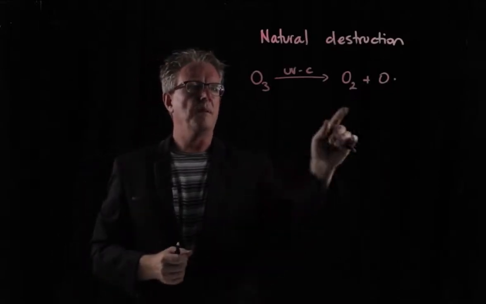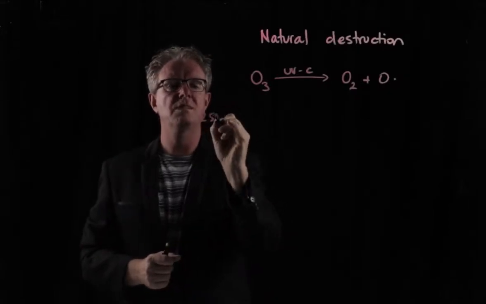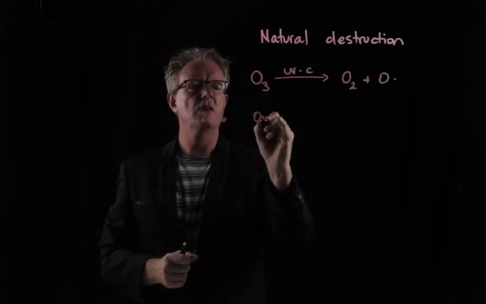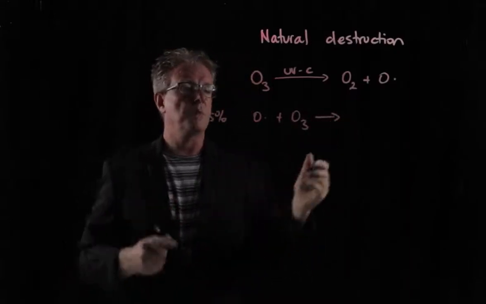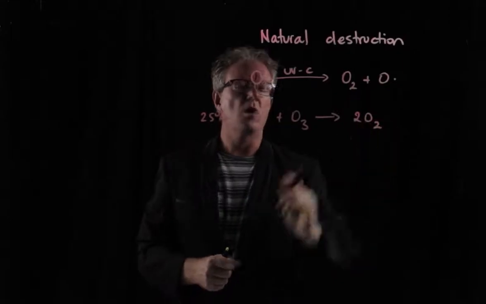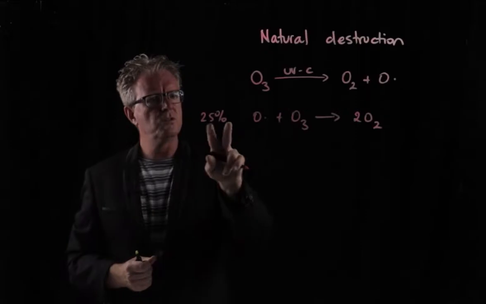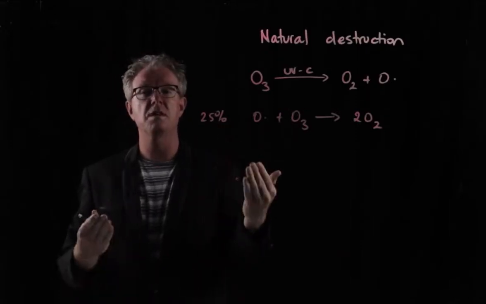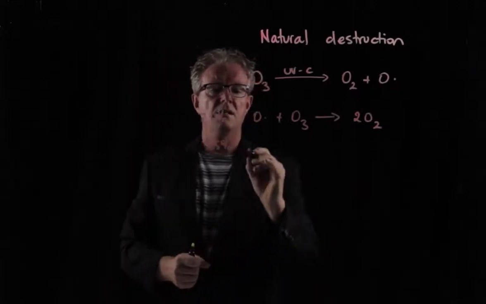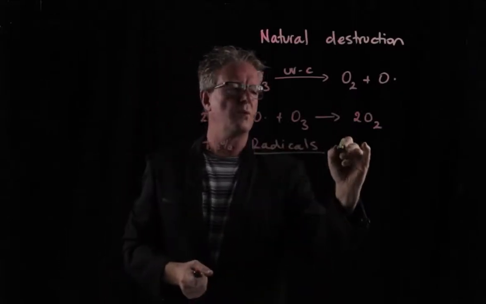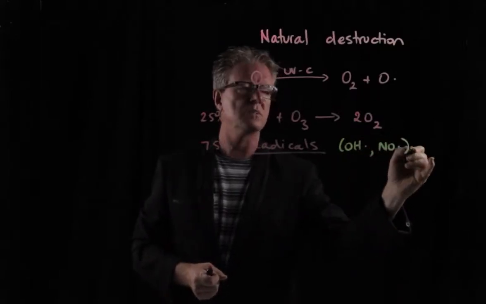Now that oxygen radical can react with other ozone molecules. In fact, 25% of the oxygen radicals will react with further ozone molecules, and when that happens, we get breakdown to oxygen. But there is a problem, because we've still got a lot of other breakdown happening due to something else. The other 75% is due to radicals. Radicals could be hydroxide radicals, nitric oxide radicals, etc.